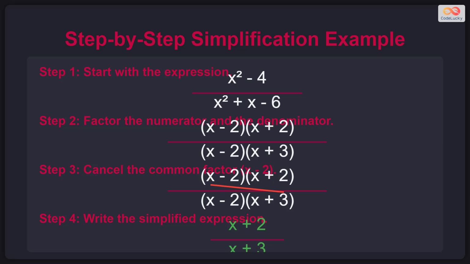Let's walk through an example. Imagine we have the expression x squared minus 4 divided by x squared plus x minus 6. The first step is to factor the numerator, which becomes x minus 2 times x plus 2. Next, we factor the denominator, which becomes x minus 2 times x plus 3. Now, we can see a common factor of x minus 2 on both the top and bottom. We cancel these factors out, leaving us with our final simplified answer, x plus 2 divided by x plus 3.